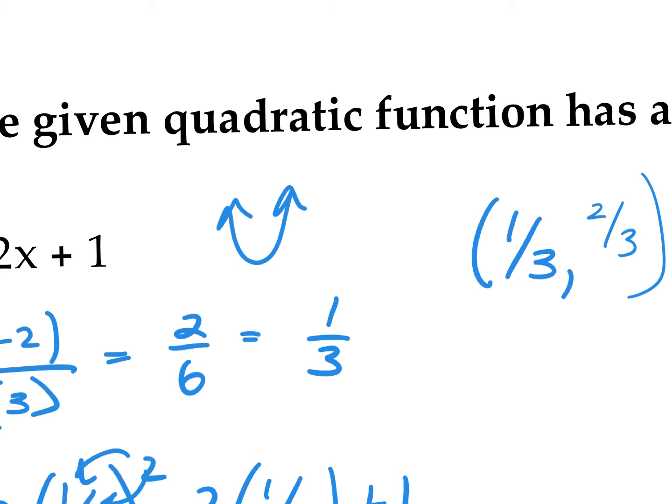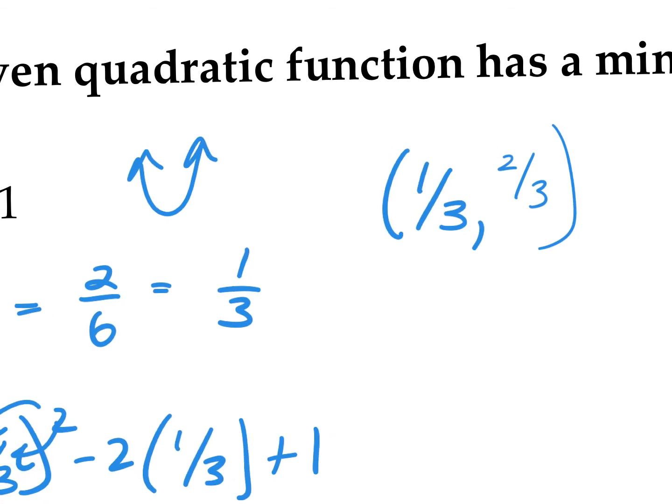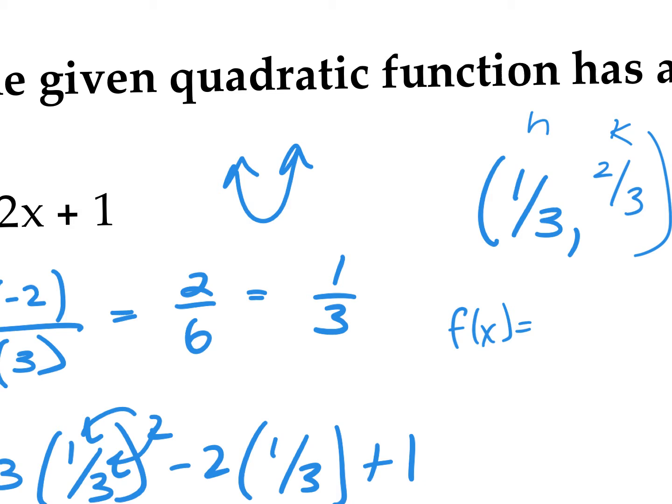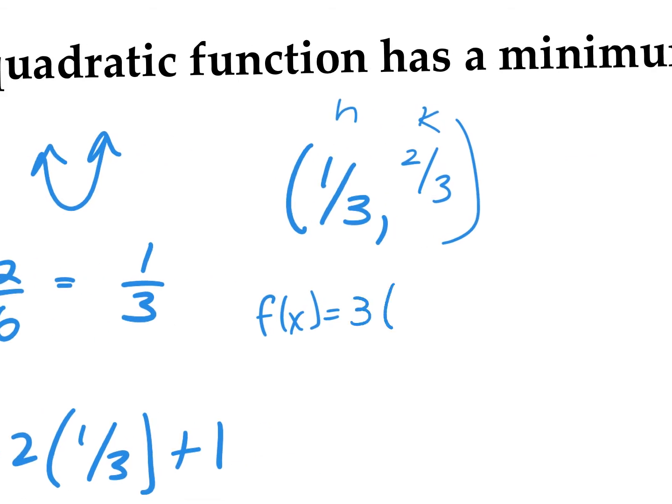Good. If you were to put this in vertex form, guys, this is your vertex. This is H and this is K, right? So f of x equals, what's the a term? 3. So you would just say 3 times x minus 1/3 squared plus 2/3. Just leave it as a fraction. Don't worry about it. But that's perfectly fine. Questions? Yep.